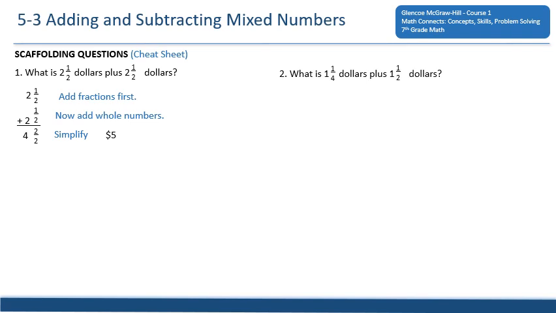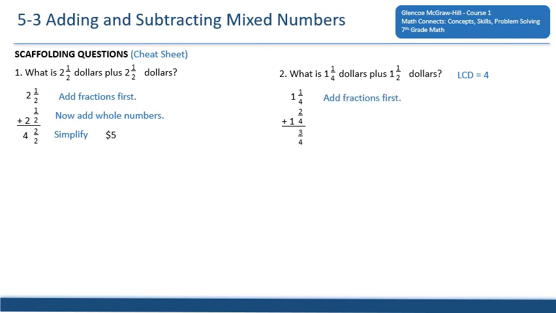What is $1.25 plus $1.50? Least common denominator is 4. 4 is a multiple of 2, so we know we can use 4 as a least common denominator. So we have 1 1/4, and we have 1 2/4.